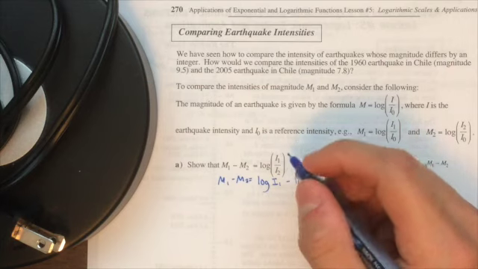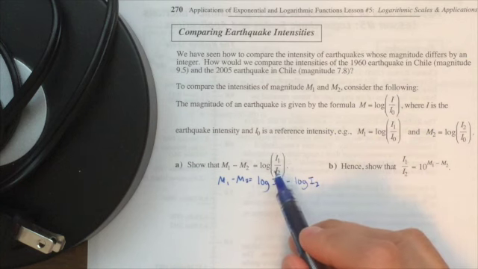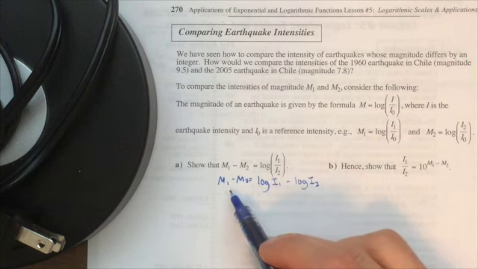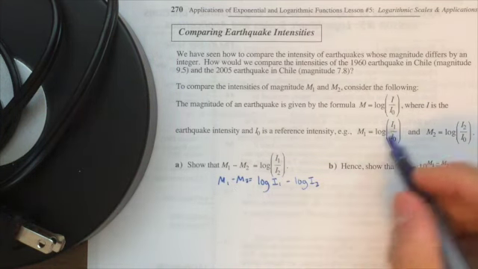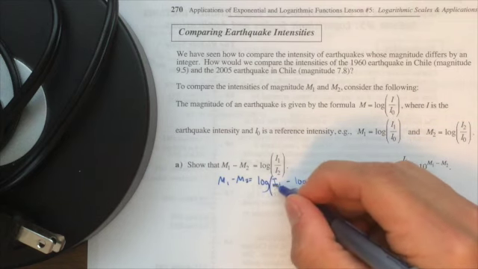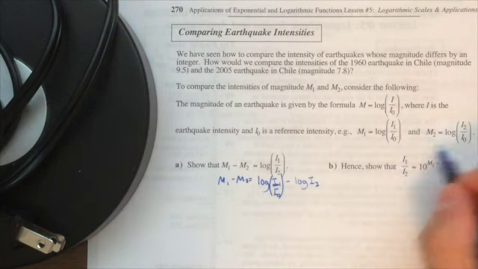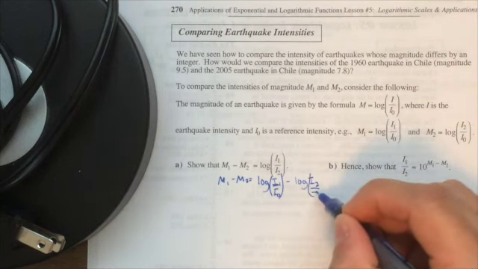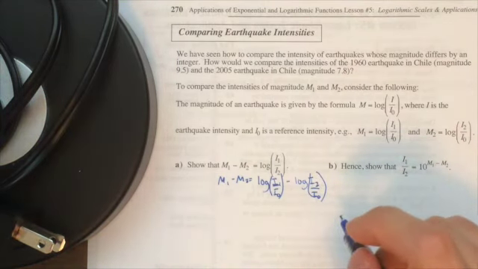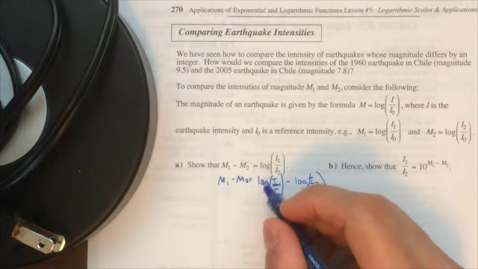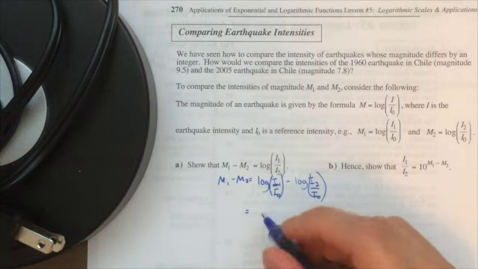And if I have I2 over I1, remember that we can also write this, if I'm talking about M1 and M2, log M1, or sorry, M1 can be written as log I1 over IO. And M2 can be written as I2 over IO. So there we've separated them into their individual components, and we're going to do the exact same thing all over again, but this time we're going to use our quotient law.